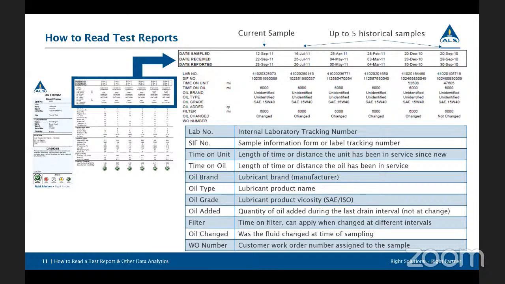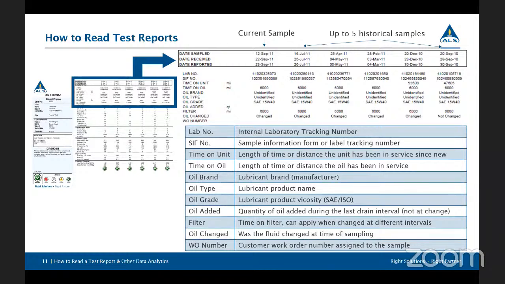So it's important for us to know how much oil is being added to that component during the oil change, not when it was changed, but during that oil change interval. The time on filter, this can apply if it's changed at a different interval than the oil itself. So maybe you have a component hydraulic system where you're changing the filter multiple times before the oil gets changed. This is where you can record that the oil wasn't changed, and that oil age can continue to rise as that lubricant is in service.